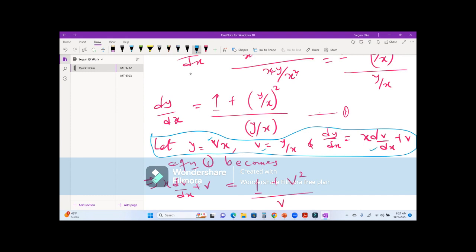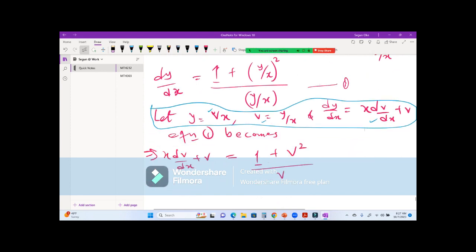So that's why I now said equation 1 becomes what? So the dy/dx turns to x dv/dx. Remember when we differentiated this one? So we substitute it here. Then I have 1. I have y over x. Y over x is the same thing as what? v. Because it's squared, it turns to v squared. And I have over v is here. Any other question? No, sir. You can proceed, sir.